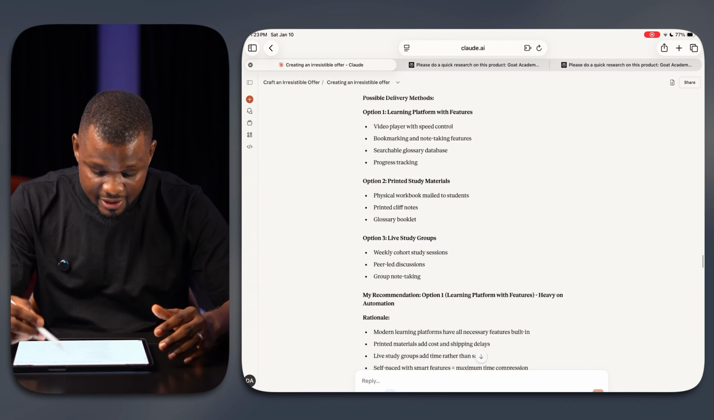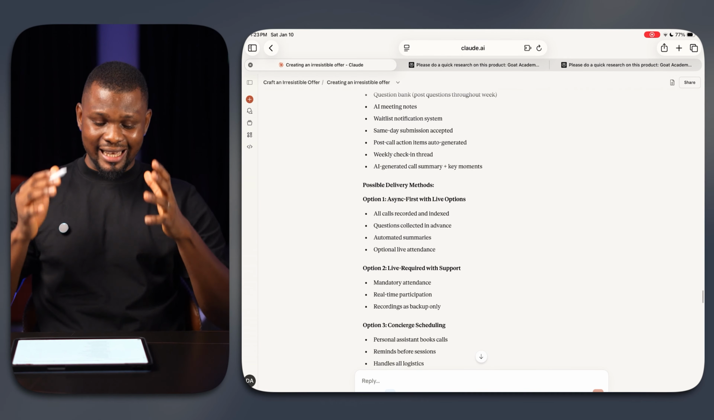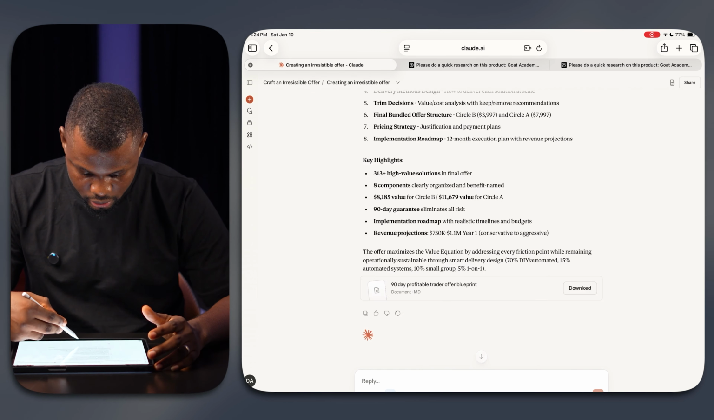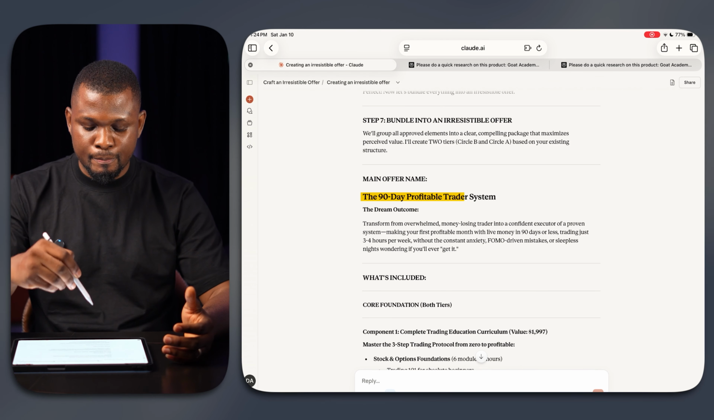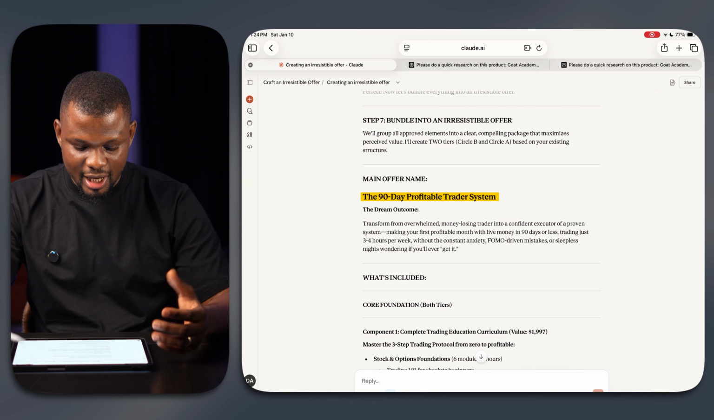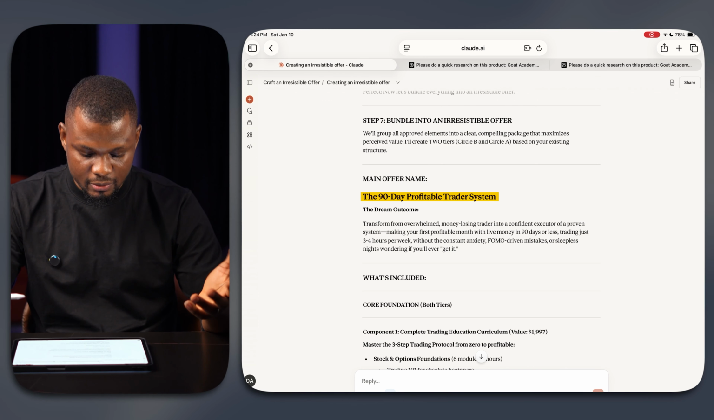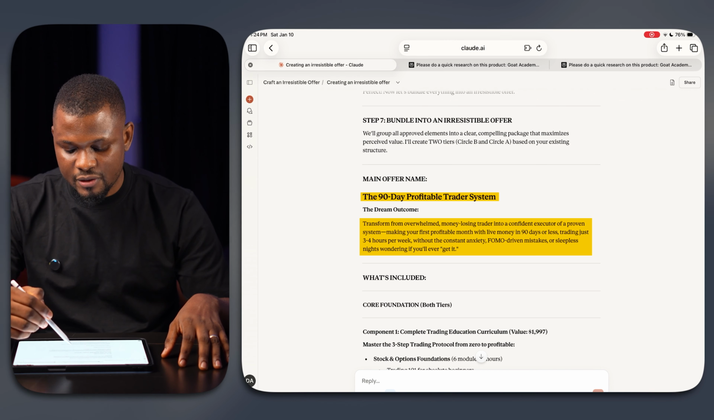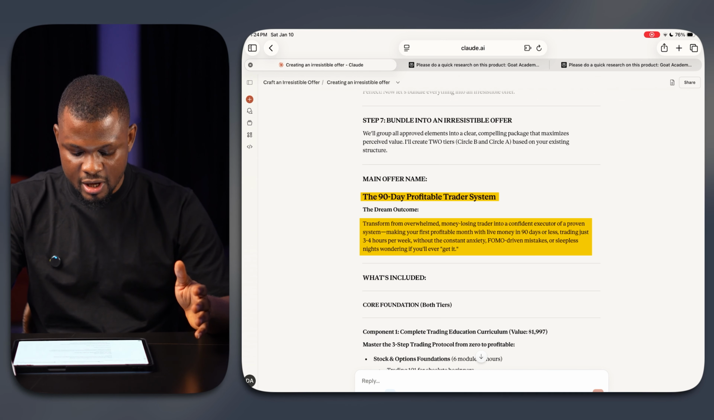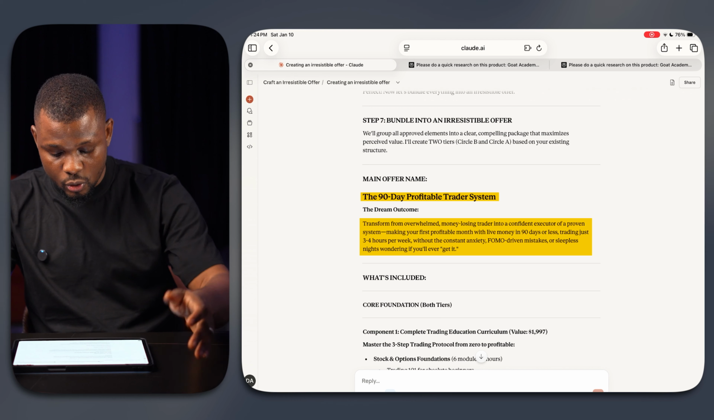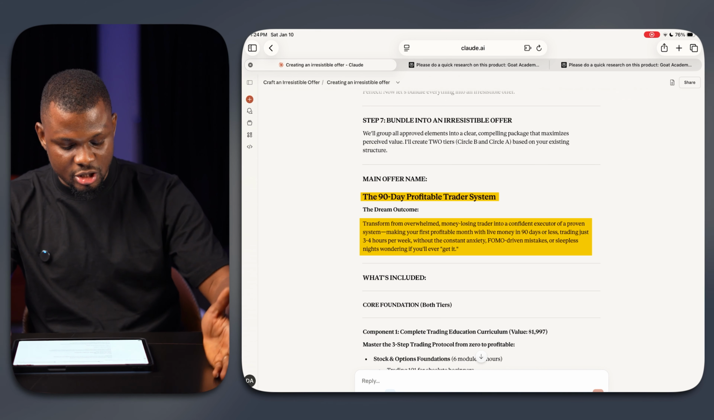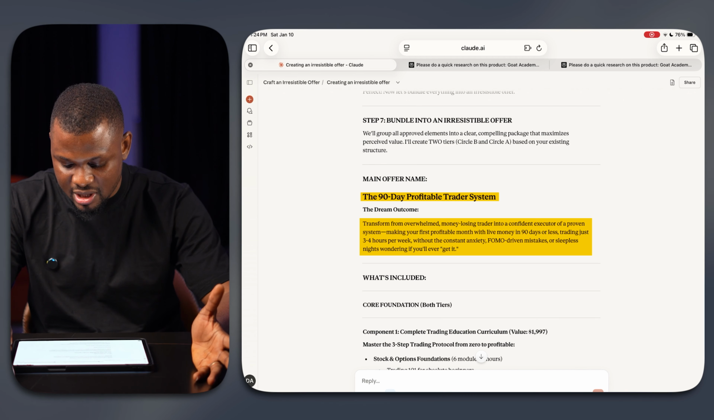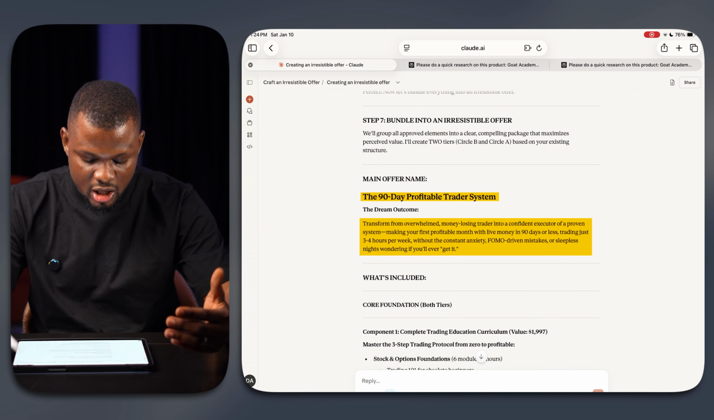And lastly, at the very end of all this, it's going to come up with a well-crafted offer that's going to blow your mind. Let's go over to that section. Look at it. It says the 90-Day Profitable Trader System. And at this point, it rewrites the entire dream outcome. Transform from an overwhelmed, money-losing trader into a confident executor of a proven system, making your first profitable month with live money in 90 days or less, trading just 3 to 4 hours per week without the constant anxiety, FOMO-driven mistakes, or sleepless nights wondering if you'll ever get it.